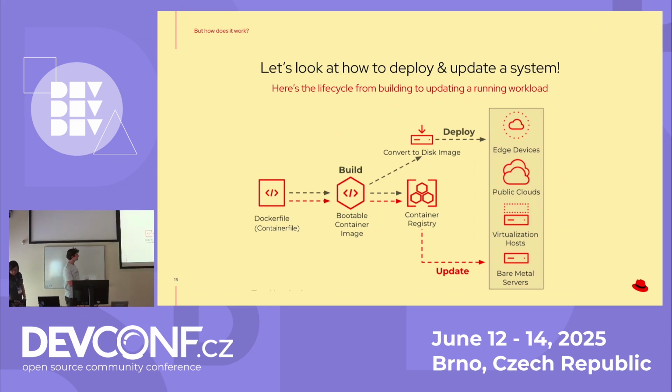Essentially, when we do this, we start from that container file, right? We're going to be using CentOS Stream, which is built for bootable containers, which includes that kernel. We're going to show you the container file that we use to do that. We build that image and we push that to a registry. And the first thing we do is convert it to a disk image to deploy it in a variety of different formats.